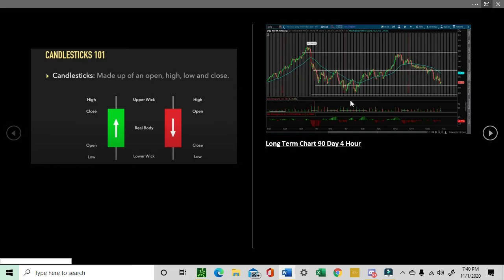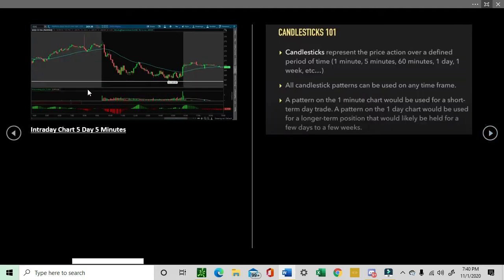If we look at the long-term chart right here, it just looks like a bunch of candles. But let's come to the next slide. We have the 5-day, 5-minute chart, so you start to see candles that look more defined, such as these. So what do these mean? Candlesticks represent price action over a defined period of time, whether it's the 1 minute, the 5 minute, the 60 minute, the 1 day, the 1 week, the 1 year, whatever it is.